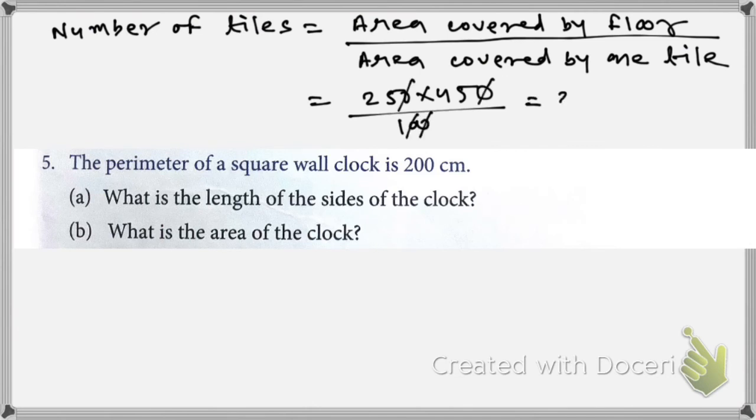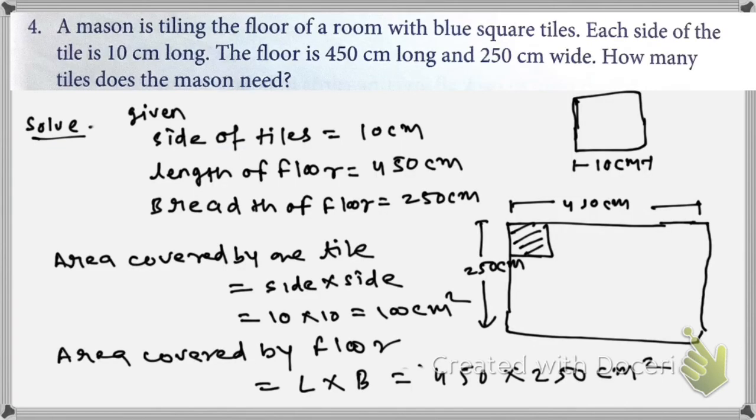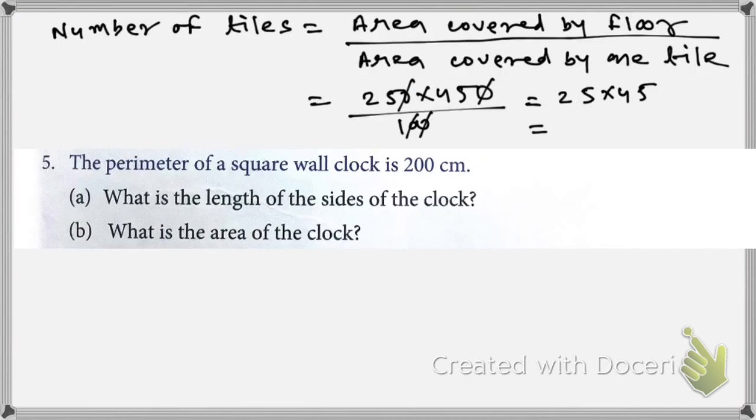Now you can multiply 25 by 45, you will get the answer. Your answer is 1125 tiles. So we need 1125 tiles.